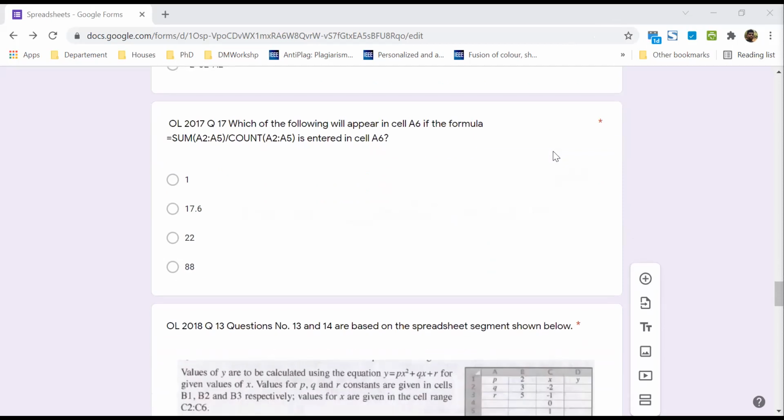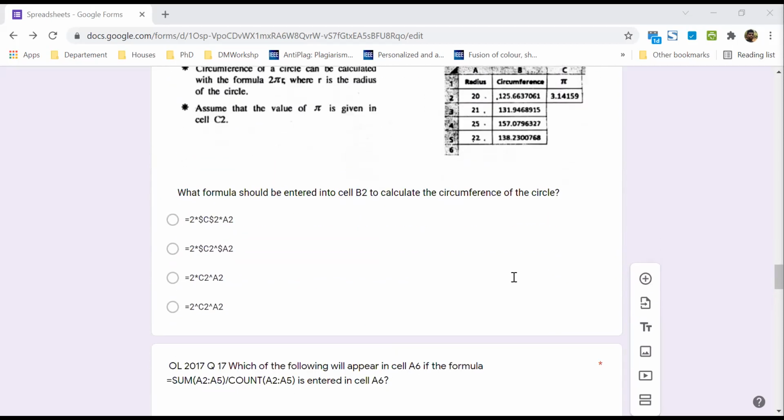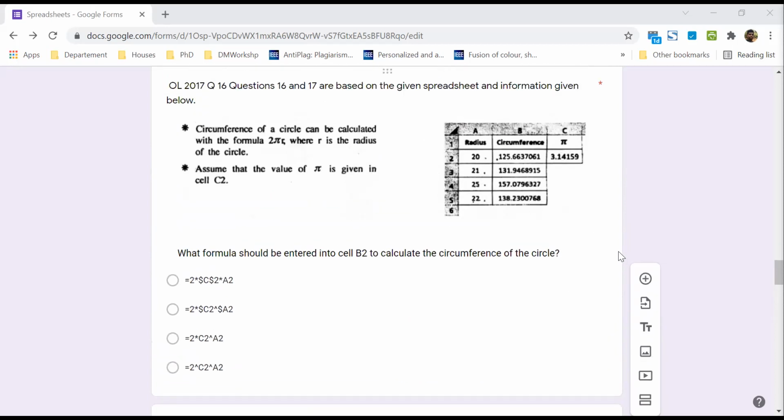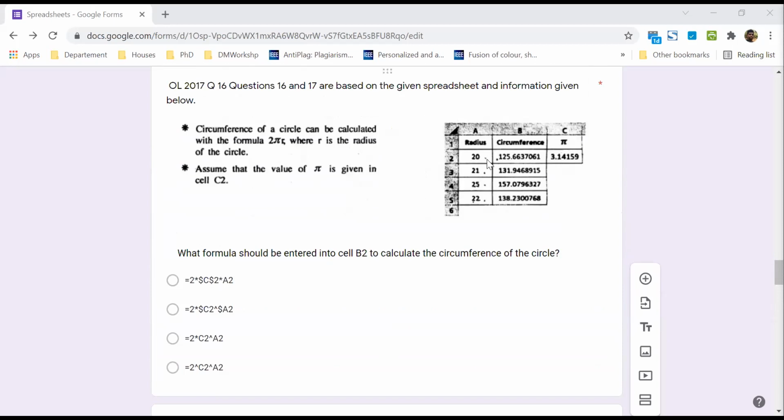Right. Let's move to here. Which of the following appears in A6? If the formula is sum A2 to A5 divided by count A2 to A5 and placed in cell A6, right? So let's go back. What we want to find out is the sum A2 to A5, right? Okay, so I will write it down.